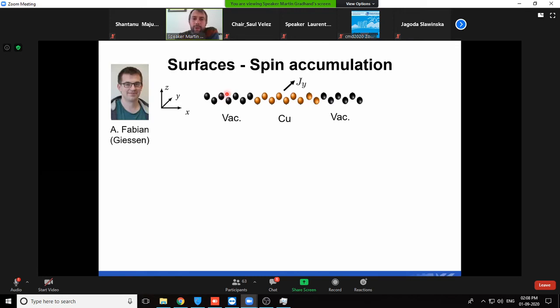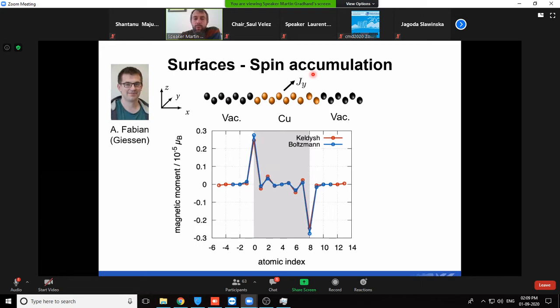So the only thing we can look at is spin accumulation at the interfaces or at the surface. So again, we apply a charge current in the Y direction and we explore what is the spin accumulation at those interfaces. And we looked at two approaches, the Boltzmann approach, which is basically based on the method I've shown you before, and then also a full Kubo-Streda equilibrium approach.